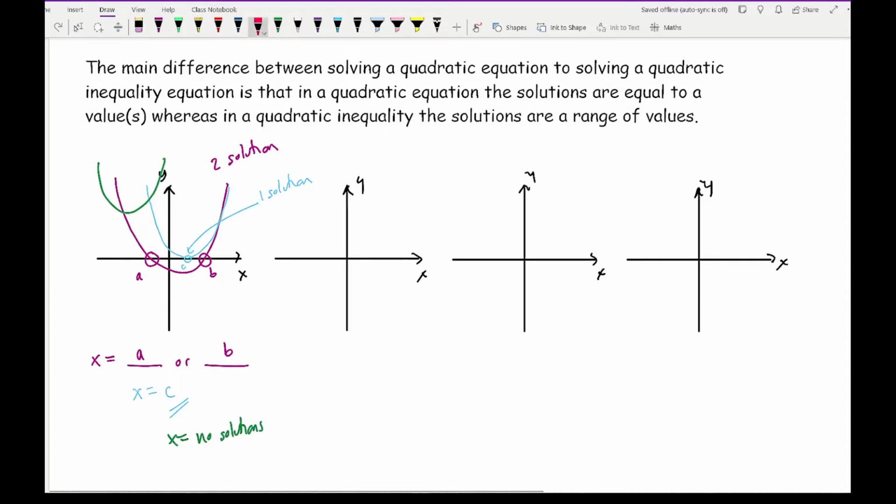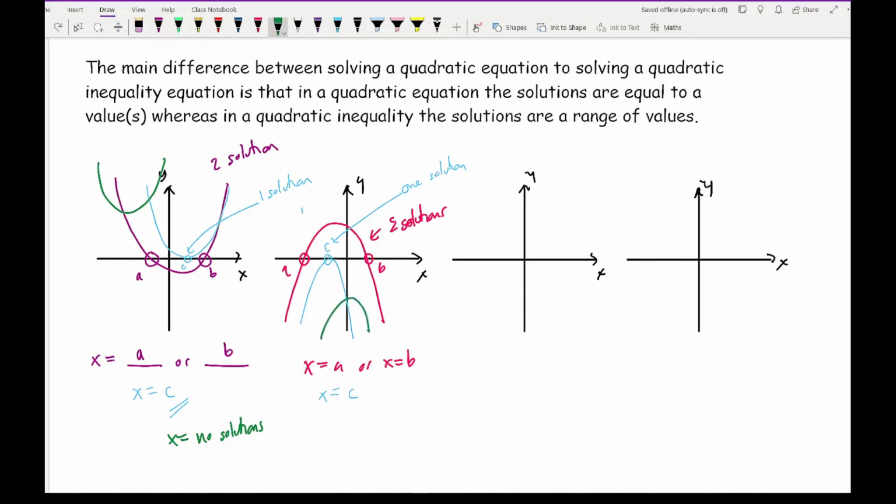And the same kind of applies when we've got negative parabolas. So again, we could have two solutions. We can write it as x equals a and b. Or we could have one solution, in which our answer would look like x equals c, and we can also have no solutions where it doesn't cross the x-axis. So here we've got equals when we've got a normal quadratic equation.